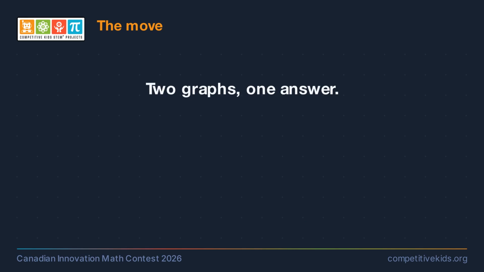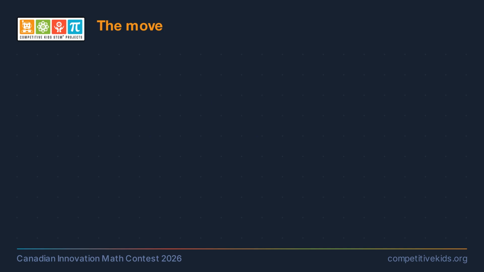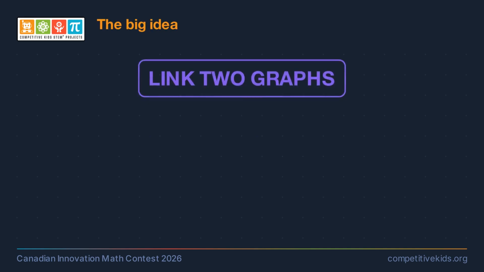So the whole answer came from 2 graphs working together. One graph gave the total, the other graph gave the count. Then we divided to get the rate for one team. Total, then count, then divide. This is the link 2 graphs rule.